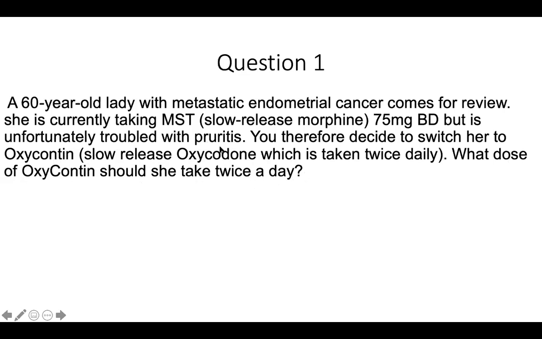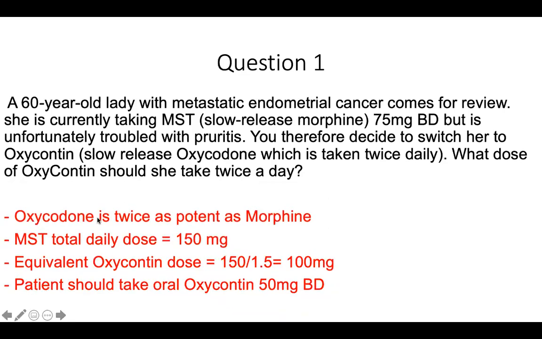So basically, this patient is on morphine, and the question asks you to convert it to oxycodone. So this question of conversion, the first thing we should know is that oxycodone is twice as potent as morphine. This means to convert from morphine to oxycodone, divide by 2. So oxycodone is twice as potent as morphine.